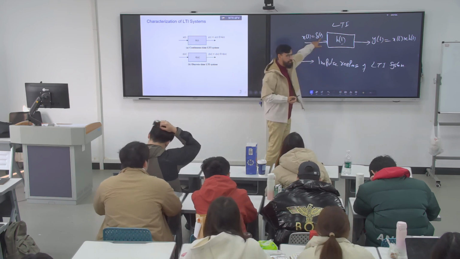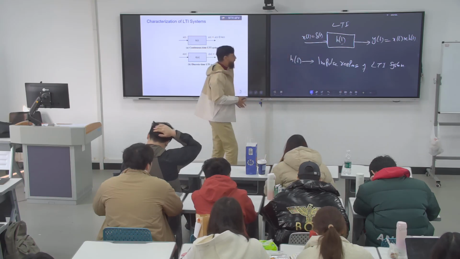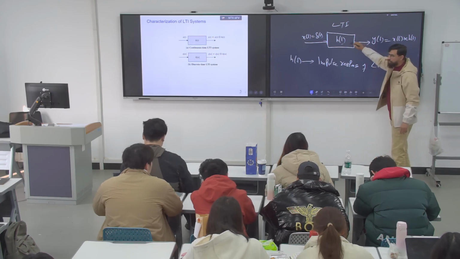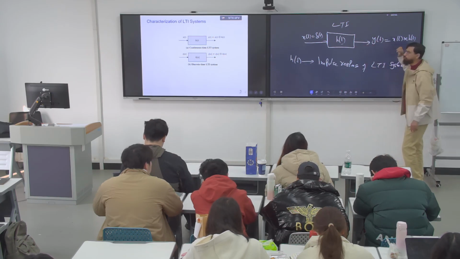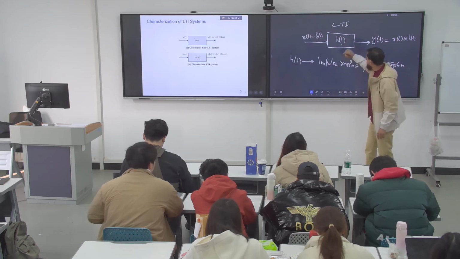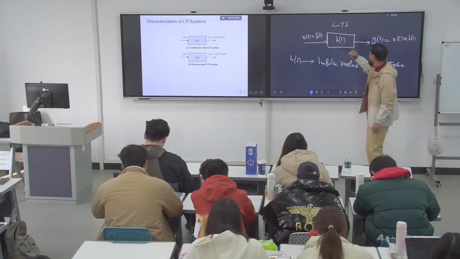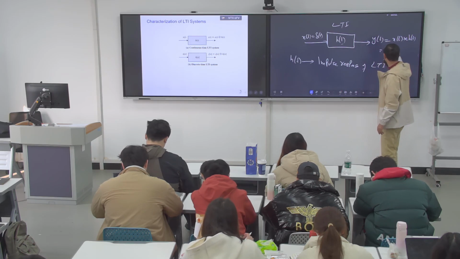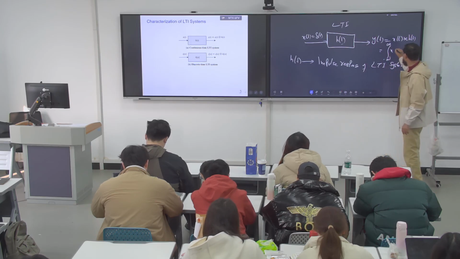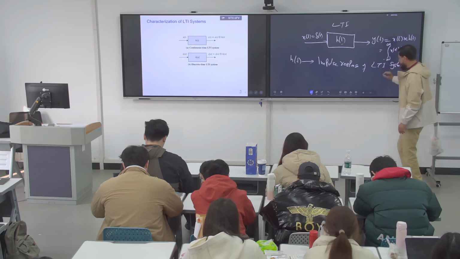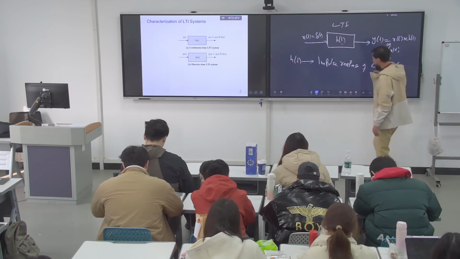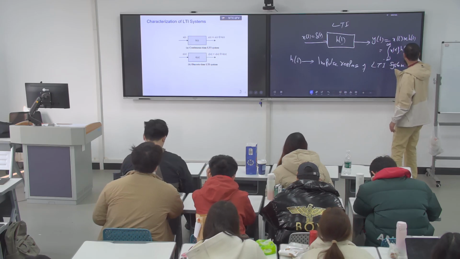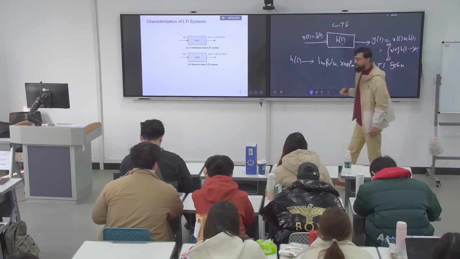Why? Because my input is an impulse. The impulse response is h of t. It will give me some output. That output is the convolution of a signal with the impulse response of the system. We solve this by using the integration from minus infinity to infinity of x of tau h of t minus tau d tau. That's how we solve it, right?